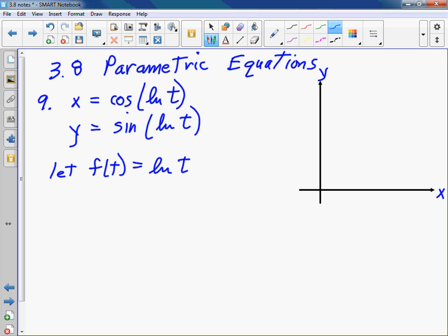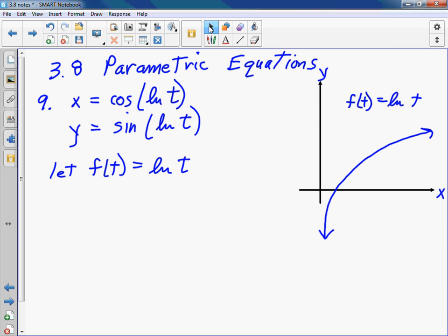So then we can graph f of t over here. We can graph the natural log of t, and it's going to look something like this. We have a vertical asymptote here at the y-axis, or at x equals 0. I'm going to try to extend that a little bit.